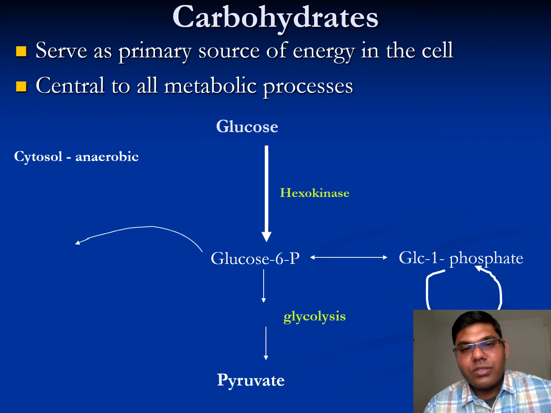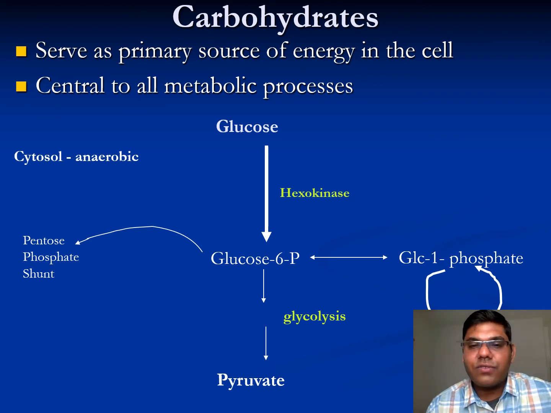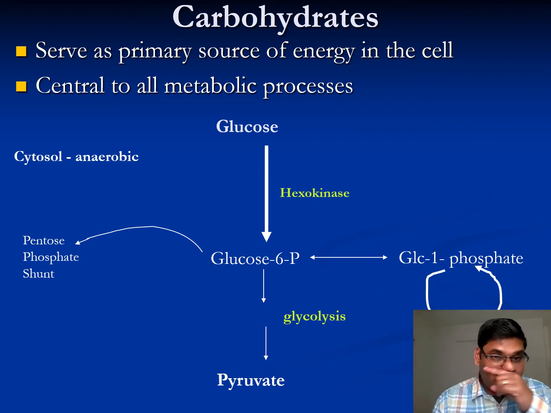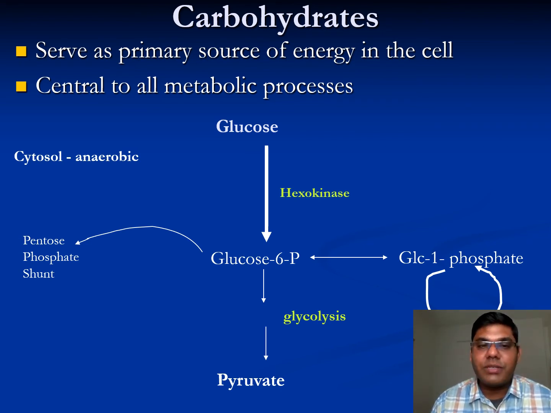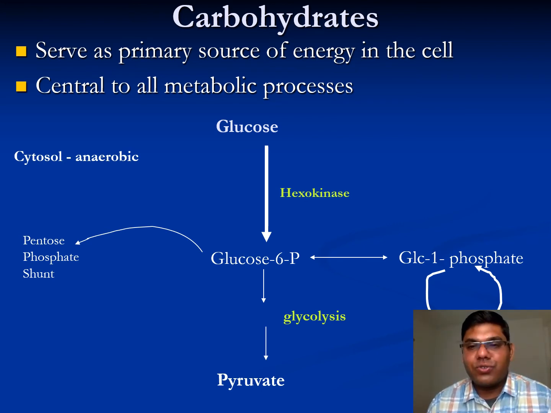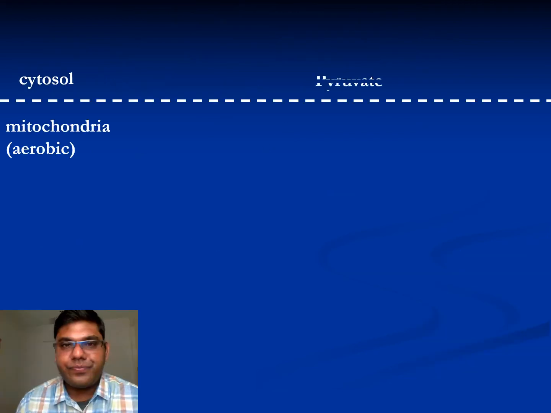And this glucose, when it gets converted to glucose 6 phosphate, can also give rise to glucose 1 phosphate by just transfer from the 6th position phosphate to the 1st position phosphate. And also glucose is a source of the pentose phosphate shunt. Pentose phosphate means 5 sugars, so 5 carbon sugars. So this also is a source of 5 carbon sugars.